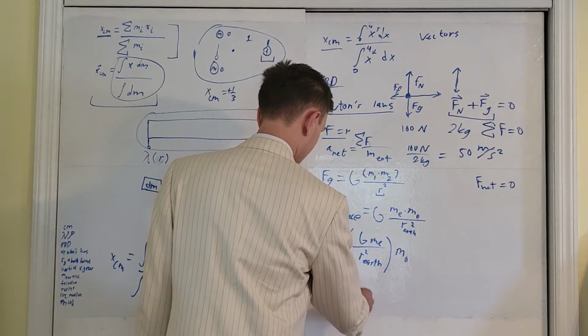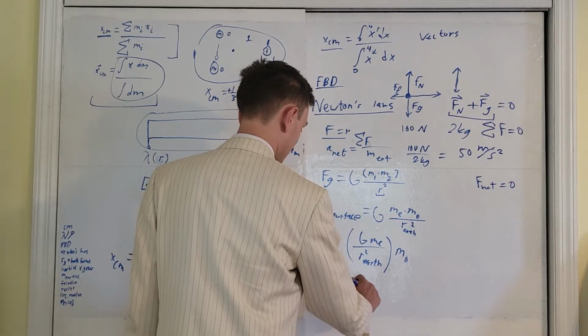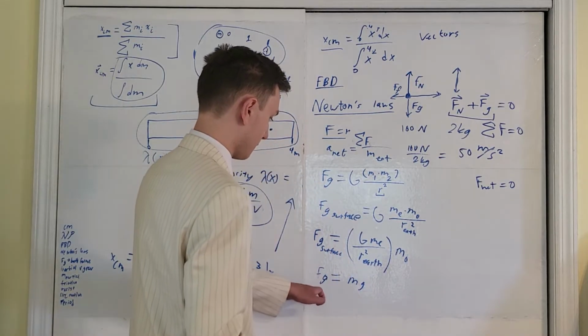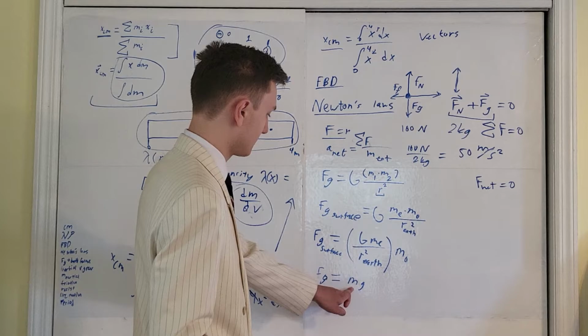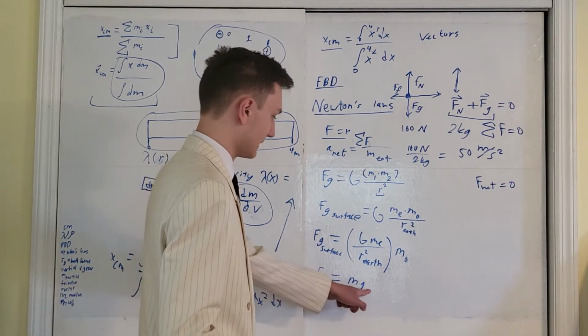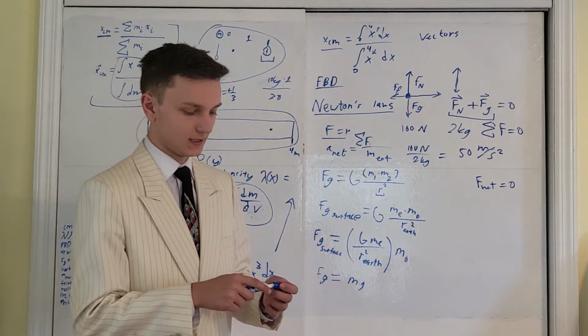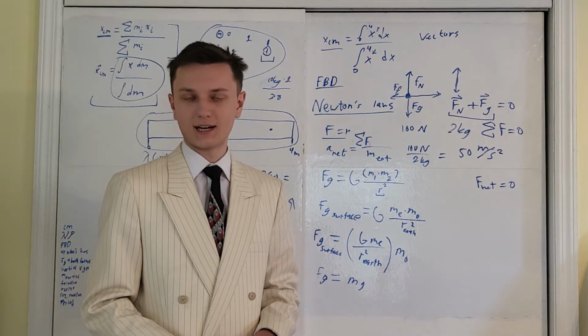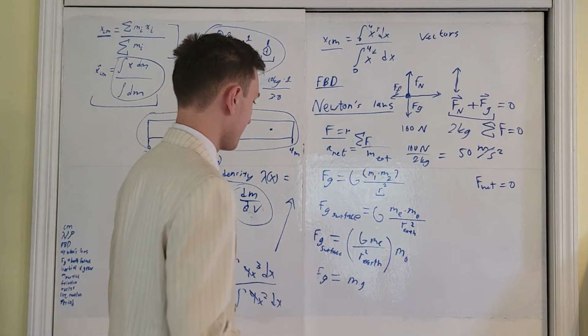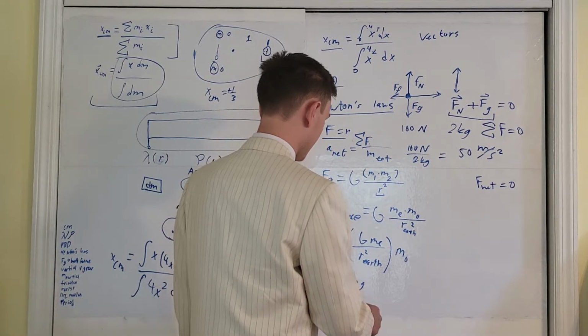Okay? And what does this look like? This looks like Newton's second law. Force equals mass times acceleration, where little g in this case is the gravitational acceleration constant. Okay? And we can analyze it at the second level here.